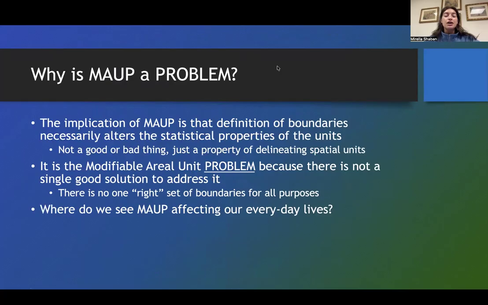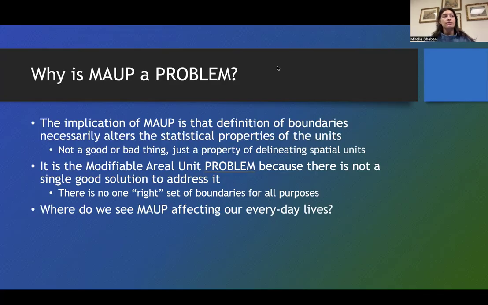So the implication of MAUP is that definitions of boundaries alter statistical properties of those units. It's not necessarily good or bad, it just means that as you define boundaries, you are changing the statistical analysis that you output from it. So you have to be specific. It's called a problem because there's not a single good solution to address it. There is no one way to set a boundary versus another.